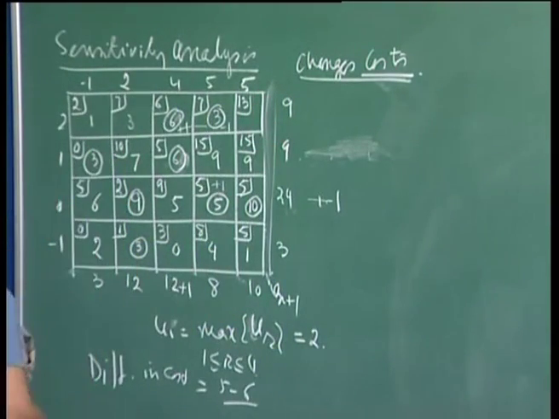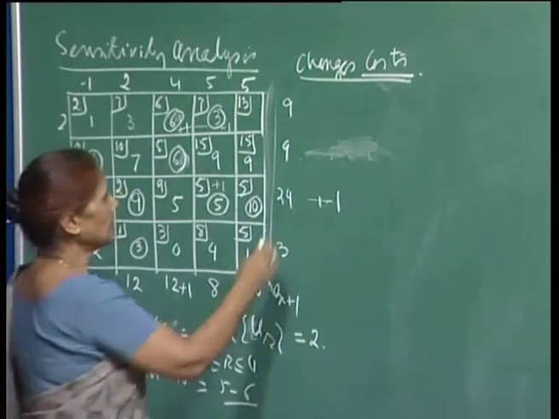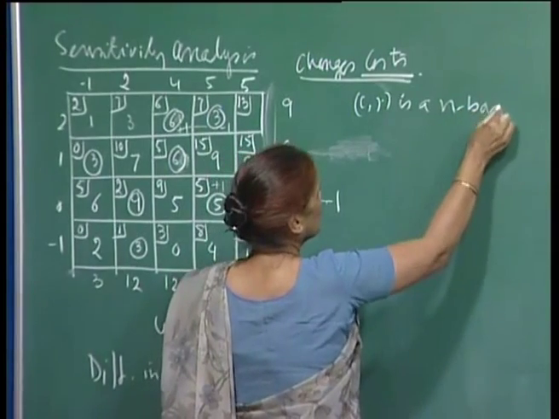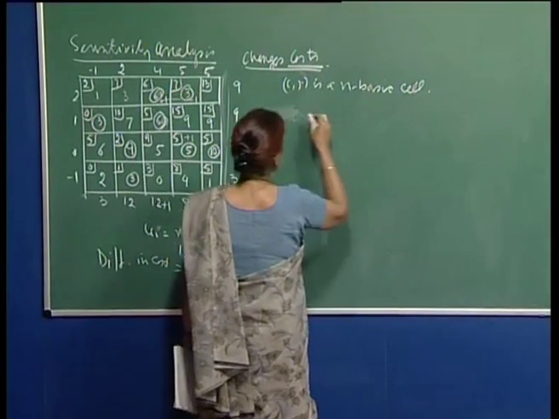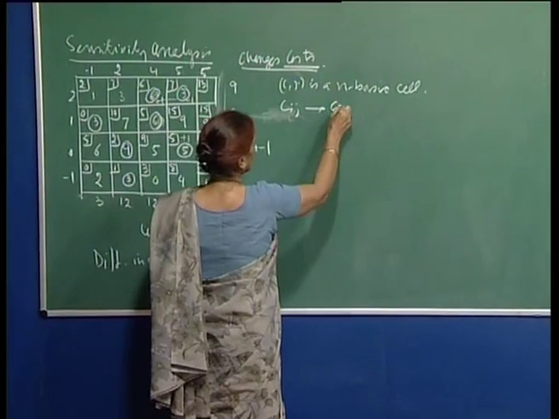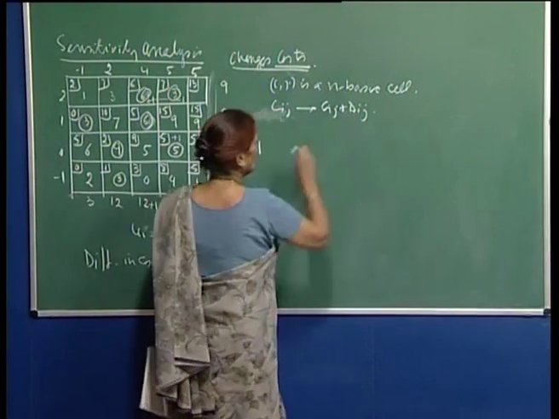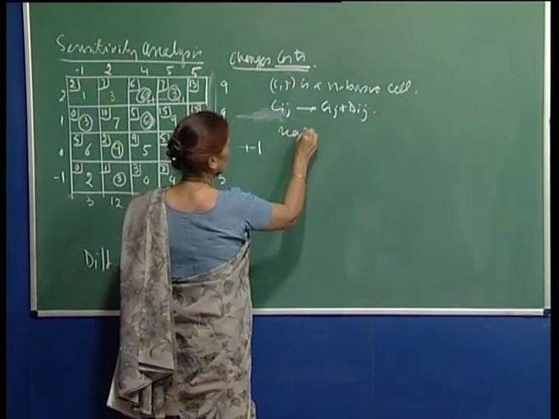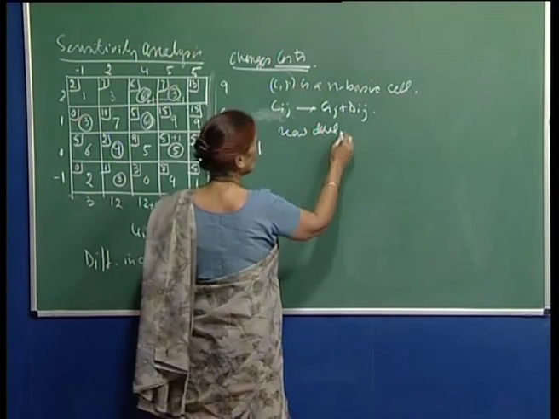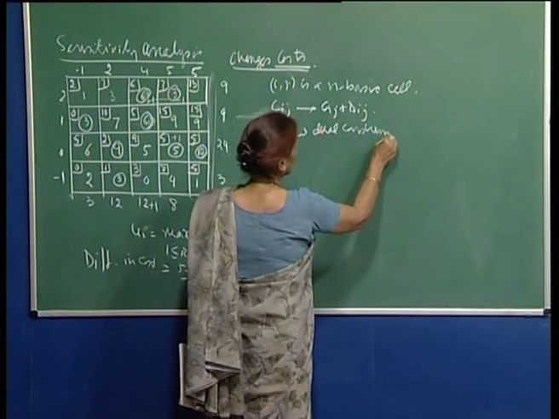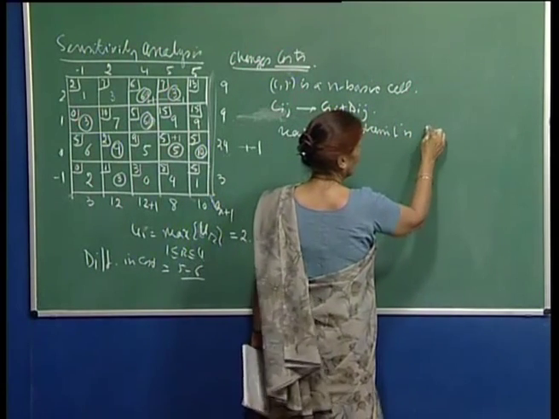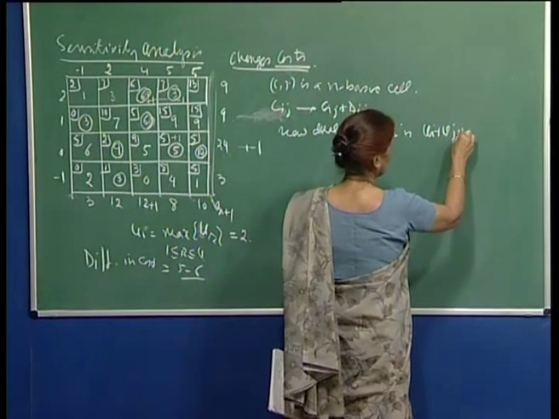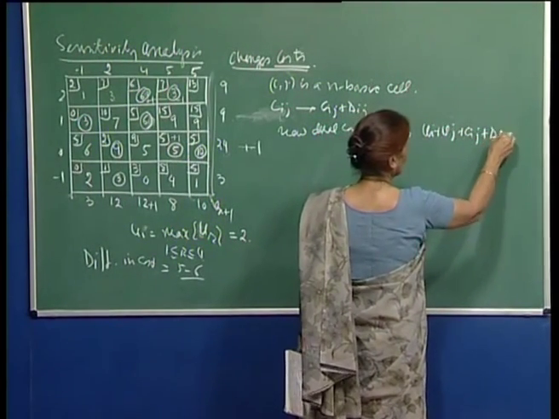I have computed the C bars here, and what we are saying is that if ij is a non-basic cell, and your C_ij goes up to C_ij plus delta_ij, then it is very straightforward, because the new dual constraint, or the optimality criterion, is u_i plus v_j, so C plus C_ij, and here it is delta_ij.